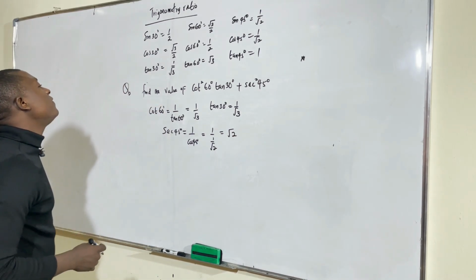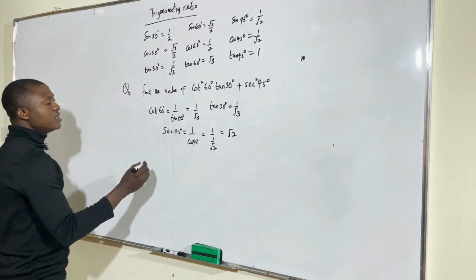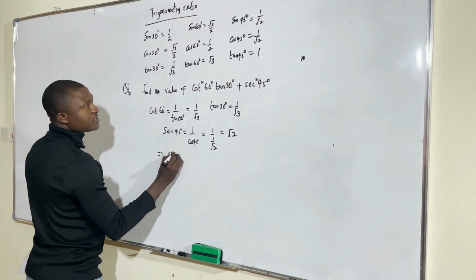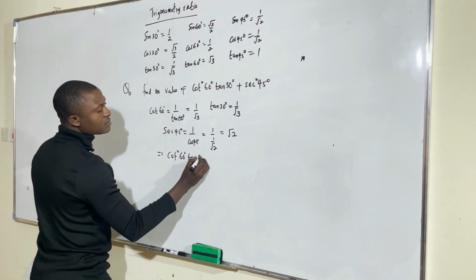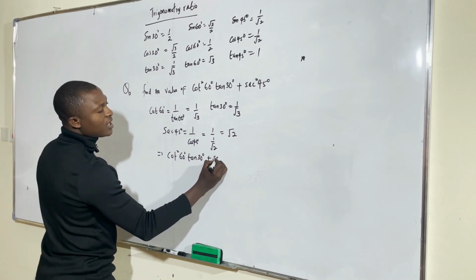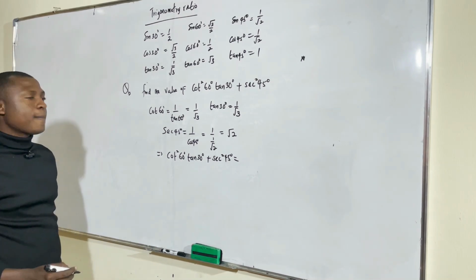So now I have all the values. I can just substitute and find what I was asked to find. What I was asked to find is cos² 60 degrees, tan² 30 degrees, plus sec² 45 degrees. So let's substitute the values one after the other.